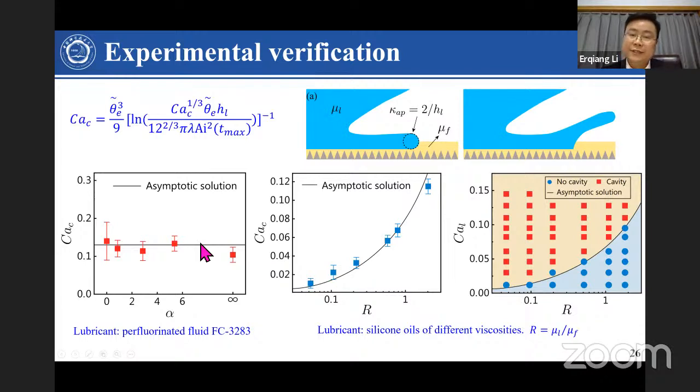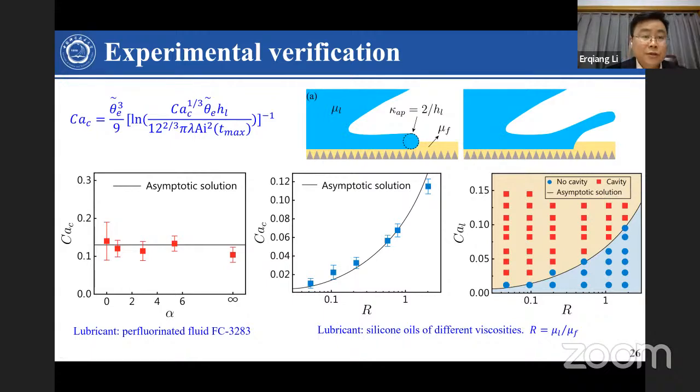Furthermore, we also investigate what happens if we change the viscosity ratio of the lubricant film and the droplet. Because now we can do it, we can change all these numbers. So we use silicone oils of different viscosities as the lubricating film and do the experiment. Here R is the viscosity ratio. We see our experimental value and the theoretical value agree very well. Also for the cavity formation, we see a very clear tendency, which is predicted well by the analytical solution.